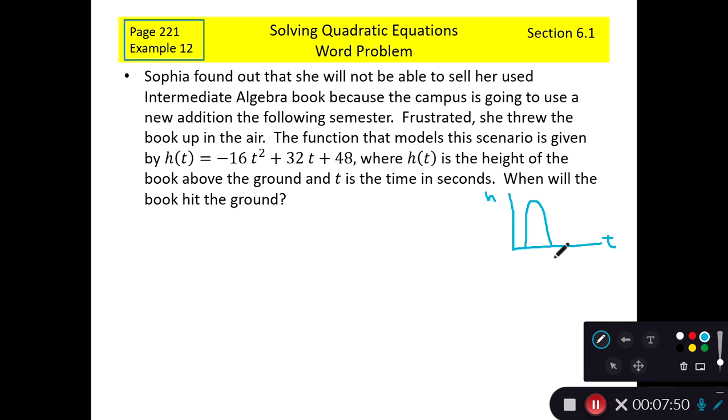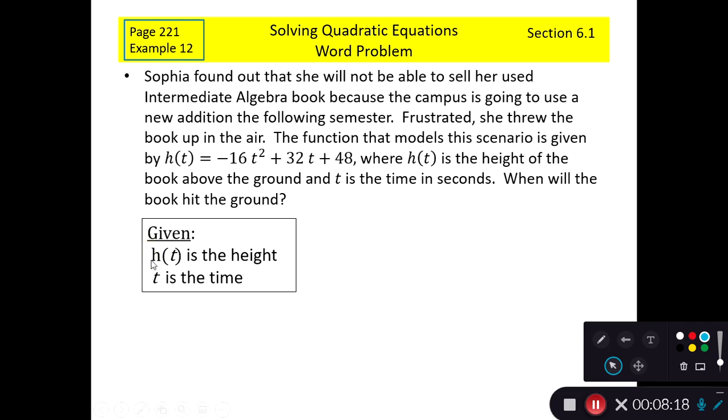Okay, so now think about this. We usually write what's given, and then we go ahead and decide what the variable should be that we're looking for. All right, so what's given? We're given this equation, and it says h of t is the height, so we're given that that's the height, and t is the time. So let's write that down. h of t is the height, t is the time. The question is what variable we're looking for. When will the book hit the ground?